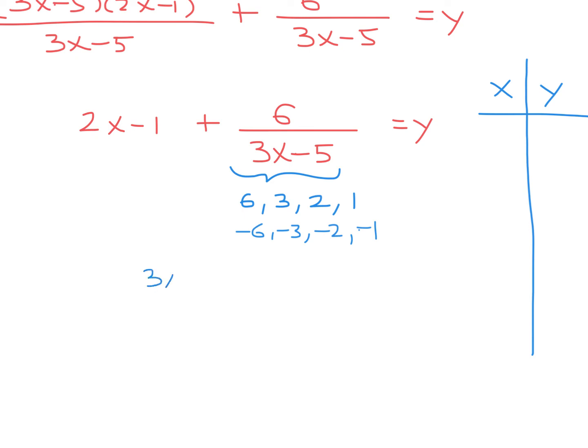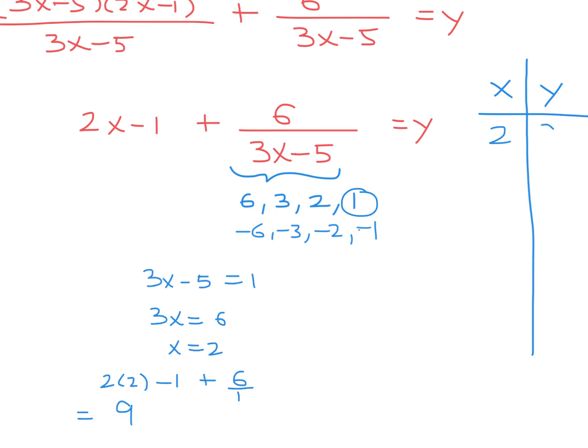When 3x minus 5 is set as 1, right here, it'll work. It'll give me 3x is equal to 6 and x is equal to 2. And that will give me a value of y, if you put this all in, 2 times 2 minus 1 plus 6 over 1. And that's what? 4 minus 1, 3. 3 plus 6 is 9. So there we go. There's one value.